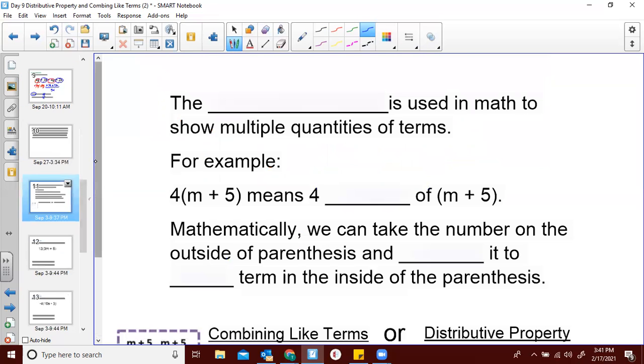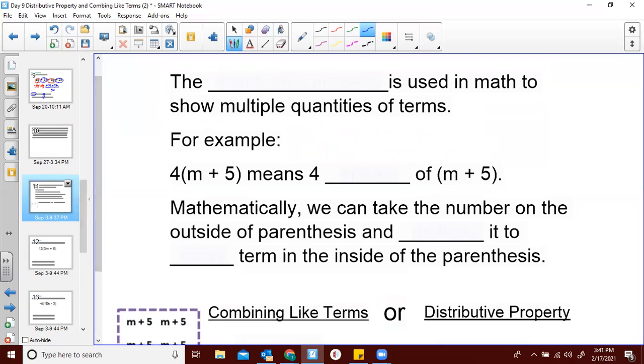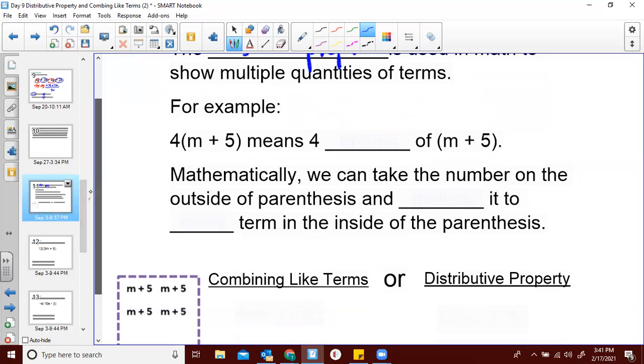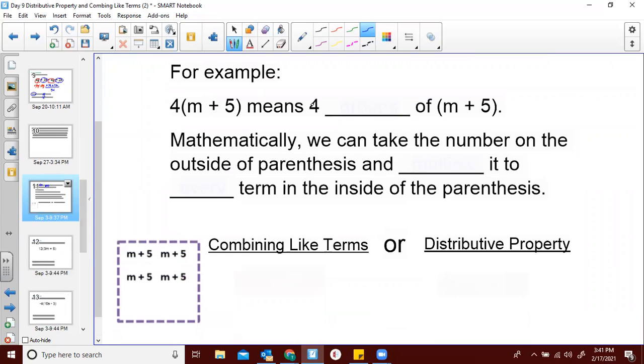All right, now we're going to get into the distributive property. So the distributive property is used in math to show multiple quantities of terms. So 4 parenthesis m plus 5 parenthesis means there's going to be 4 of these. There's going to be 4 of this m plus 5. Mathematically, we could take the number on the outside of the parentheses and multiply it to each term inside.